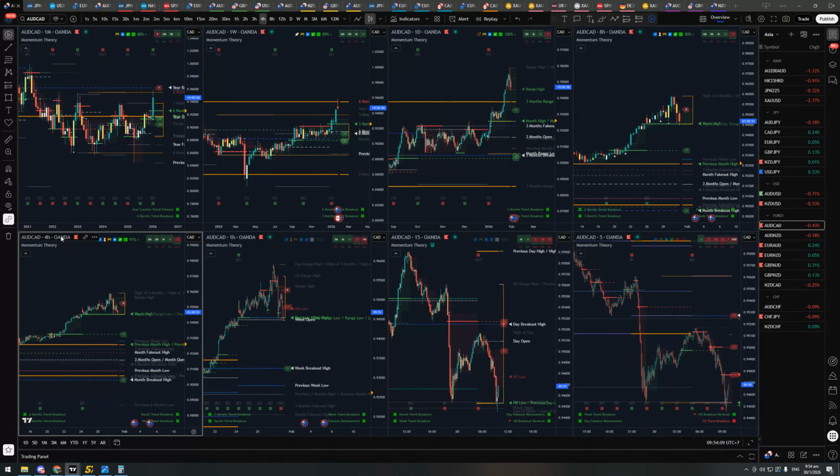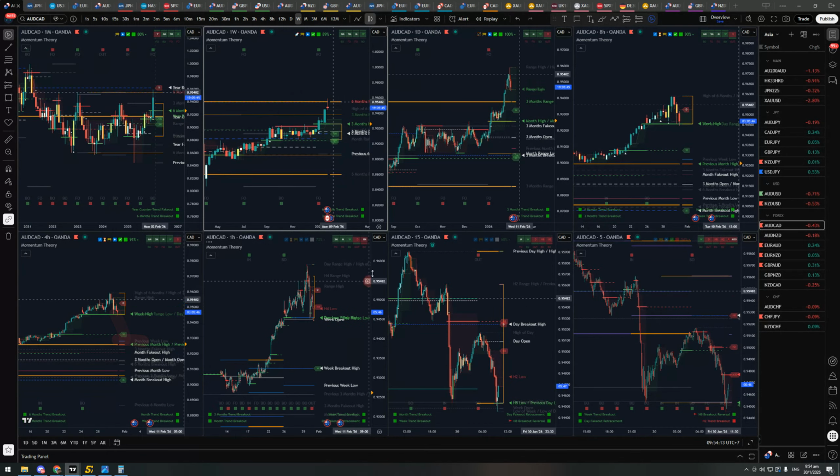But for now, the trend breakout setup is for price to come down. I would say that's unlikely. So I'm not going to look at that.